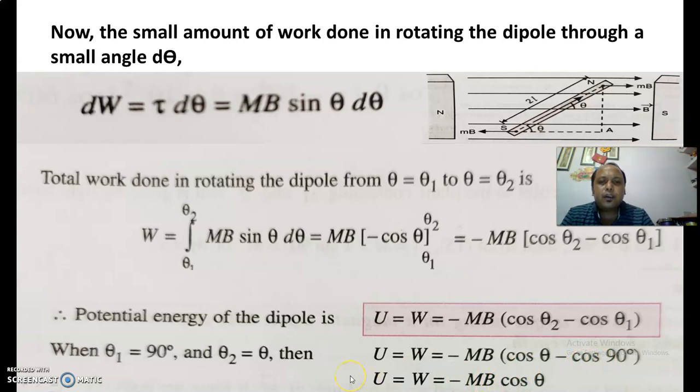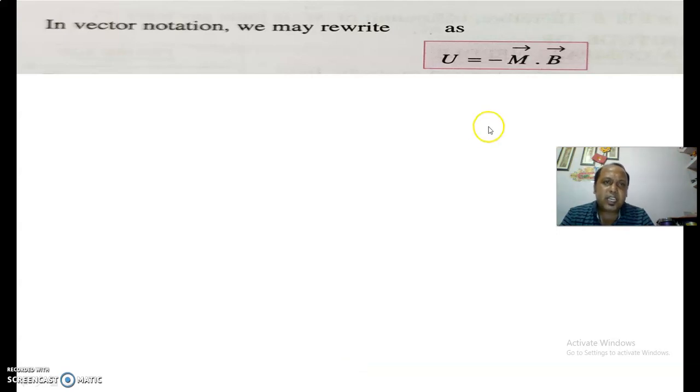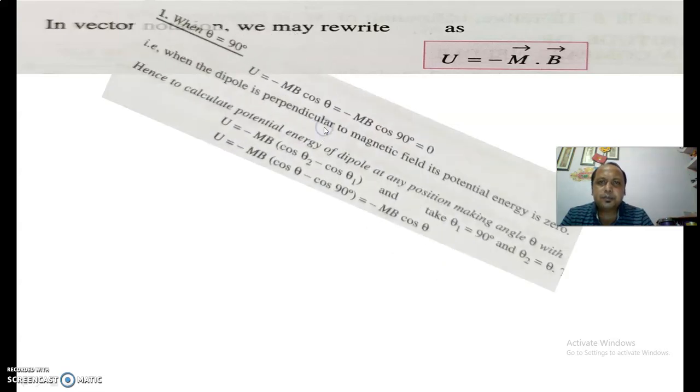So this is the value of potential energy that we are obtaining, which is the total amount of work done to rotate a magnetic dipole from its initial orientation of 90 degrees to a final orientation of theta. So the net potential energy gained by the dipole will be minus mB cos theta, and this can be represented in vector notation as U is equal to minus m dot B, because we know that the dot product of two vectors m and B is given by mB cos theta, so it will be minus mB cos theta, right?